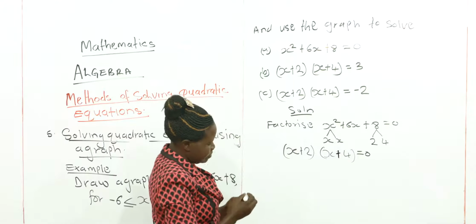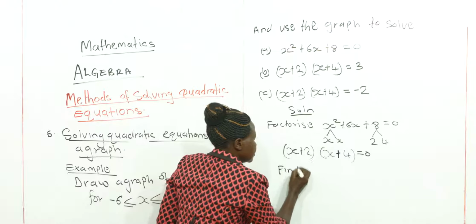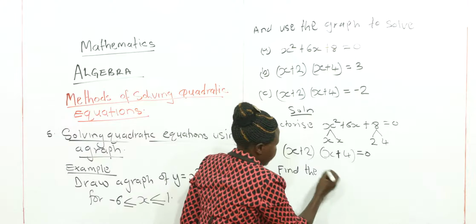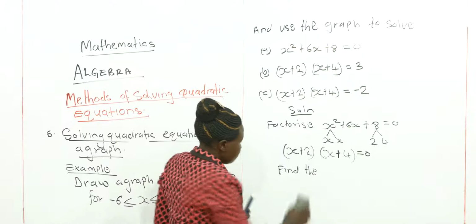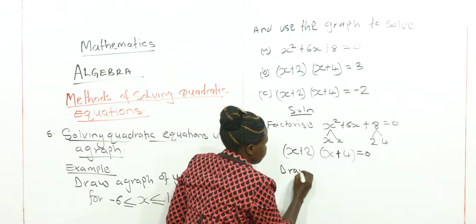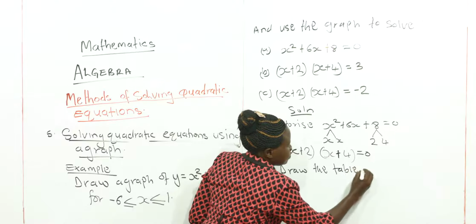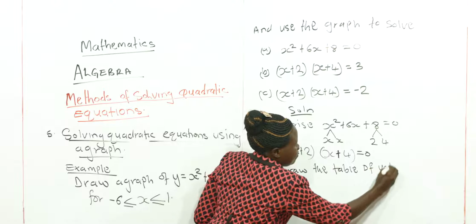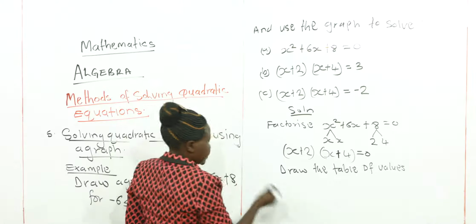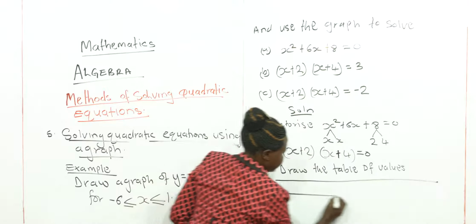Now up to that level, then you come and do what? Find the table of values. Draw the table of values, that is your step 2. Draw the table of values. Your table of values will have x and y.